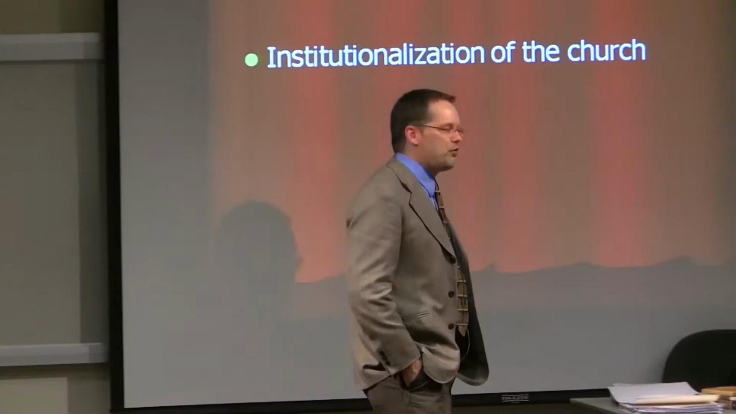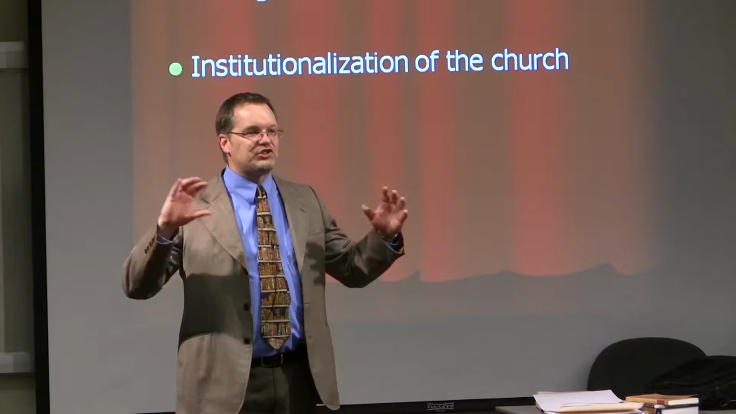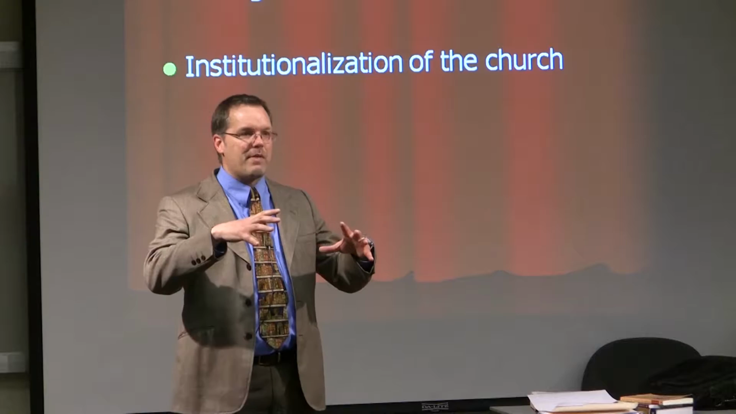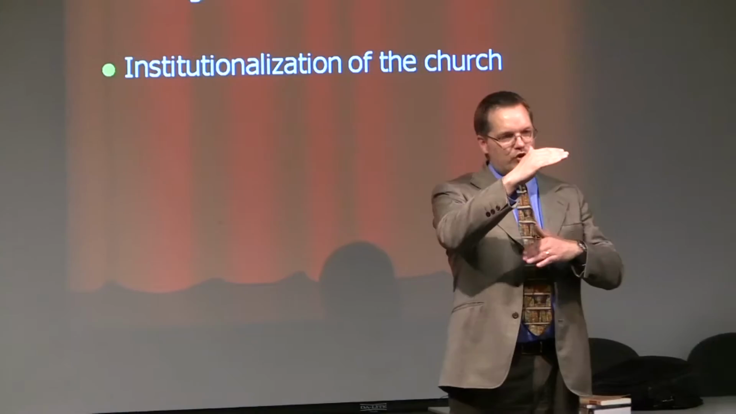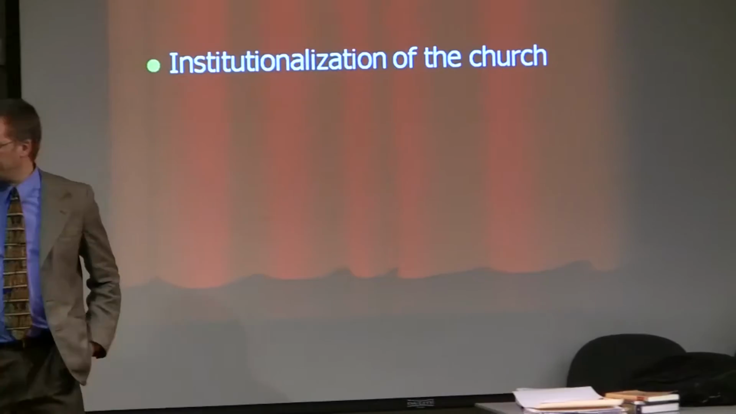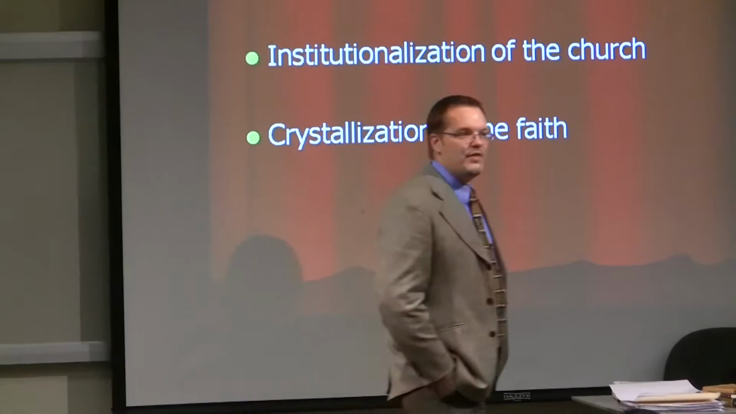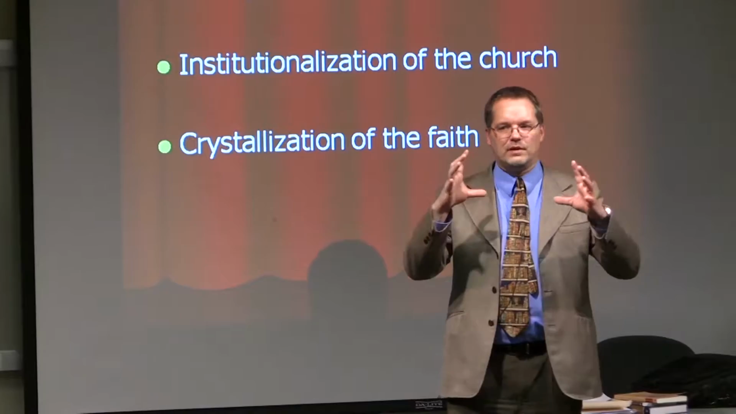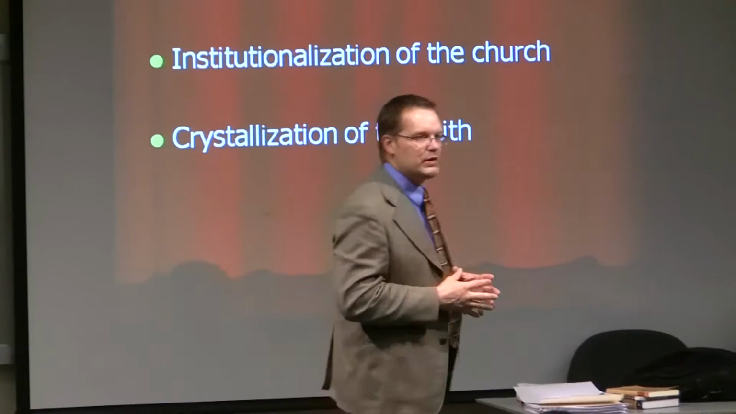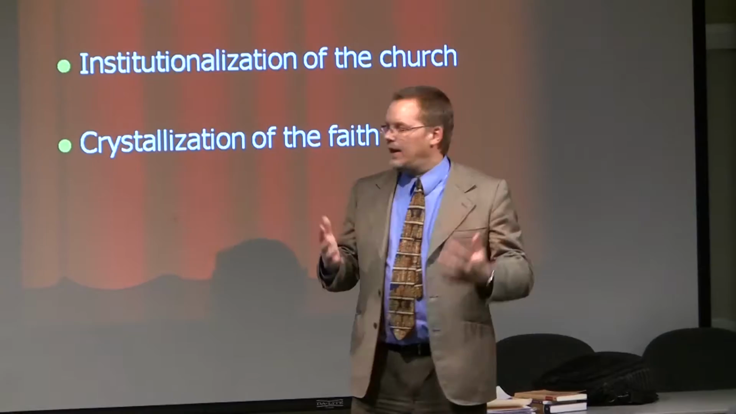Another feature of early Catholicism that goes along with this is institutionalization of the church. That is, as the church begins to settle into the world for the long run and realize Christ is not coming back immediately, then there's a need for the church to become more institutionalized and more structured with deacons and bishops and a hierarchy, etc. A third one is the crystallization of the faith. There's more of a need to have a fairly set body of beliefs that the church will now hold to and subscribe to. And so it's thought that all three of these can be found in 2 Peter.